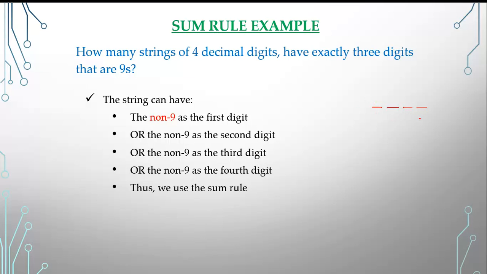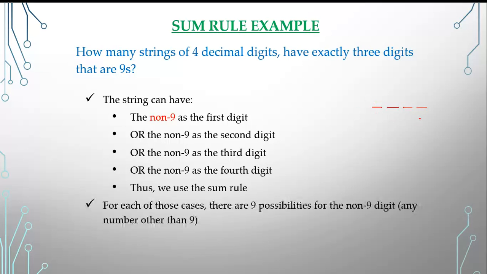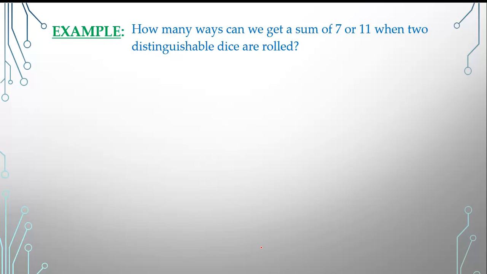So our total number of ways, we have 9 possibilities for each place, that is 9 plus 9 plus 9 plus 9, that is 36 ways. Okay, now let's take another example.